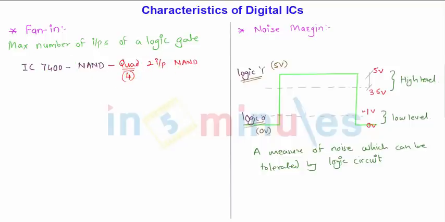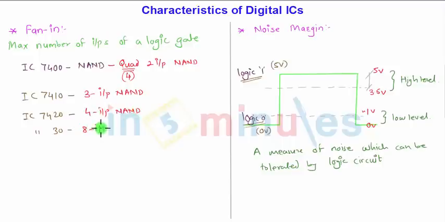In the similar family, if you go further, you will have IC 7410, which is triple input NAND. So I will write down here, it's a 3 input NAND. Going further, if you go to IC 7420 or 7430, they will be respectively 4 input NAND or 8 input NAND. Now what does 4 input NAND mean?